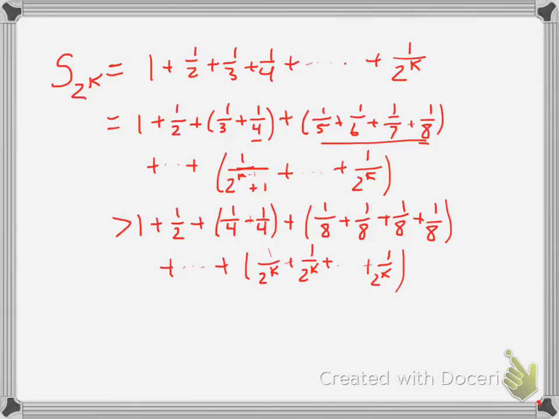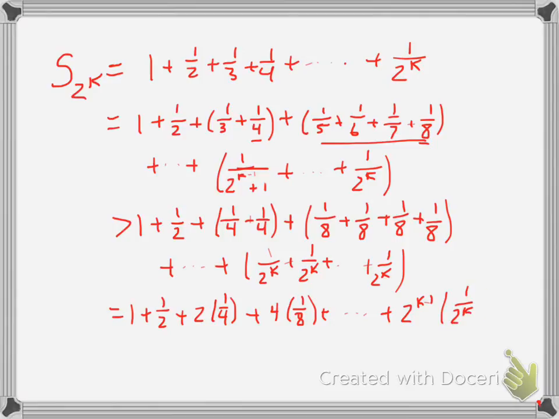Now, why is that helpful? Well, let's take a look. I have 1 plus a half plus, well, add these two together. What do I get? I get 2 times 1/4. Well, what do I get over here? I get 4 times 1/8. What do I get in this very last one? I would have how many of these? Well, I would have 2 to the k minus 1 of them, and each of them is 1 over 2 to the k.